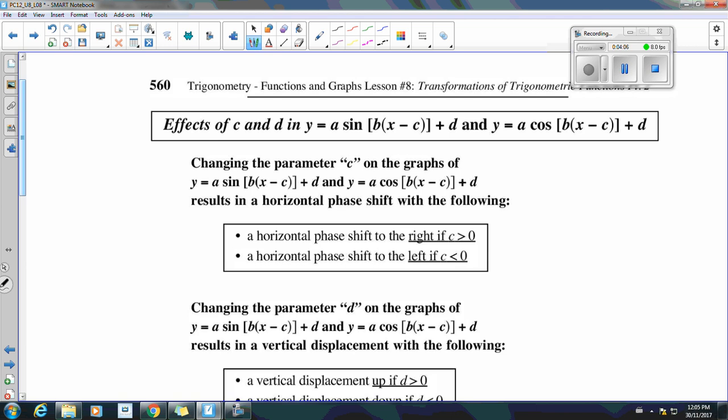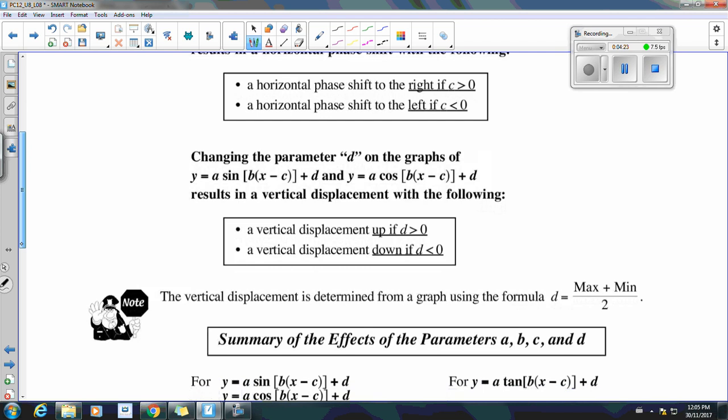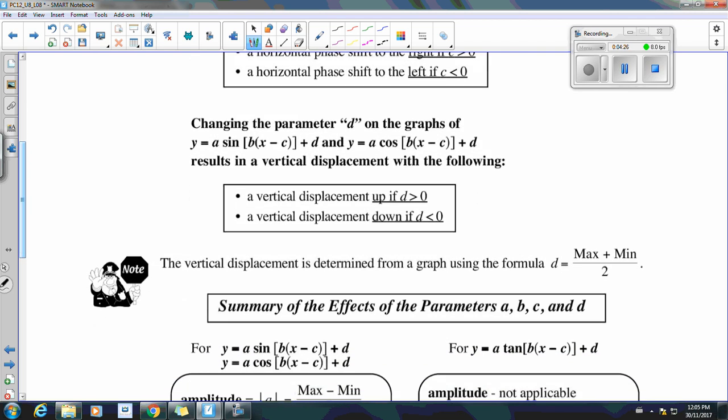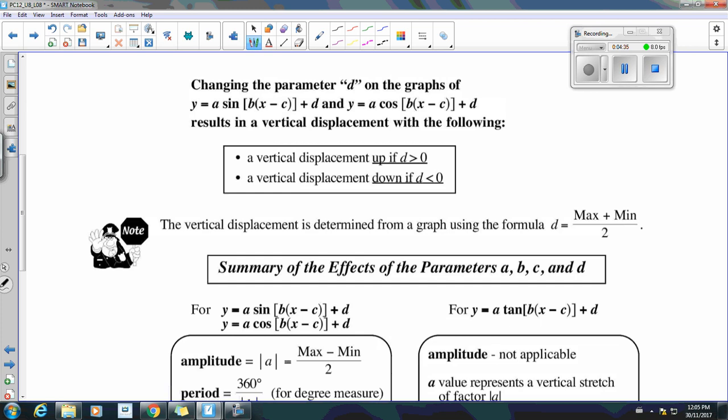So changing the parameter c on the graphs of sine and cosine results in a horizontal phase shift with the following. So just like before, if c is greater than 0, that means this looks like x minus c. We move right. If c is less than 0, which means it ends up looking like x plus c, we move left. Changing the parameter d on the graph results in a vertical displacement, so we move the whole graph up if d is greater than 0, the whole graph down if d is less than 0.